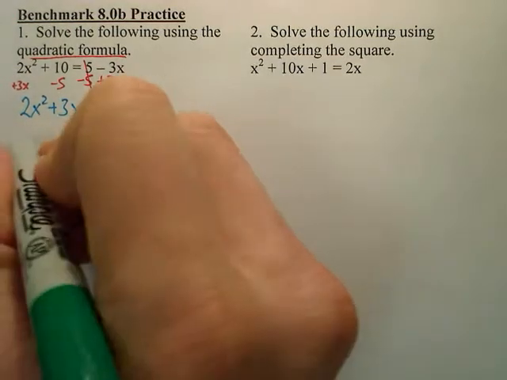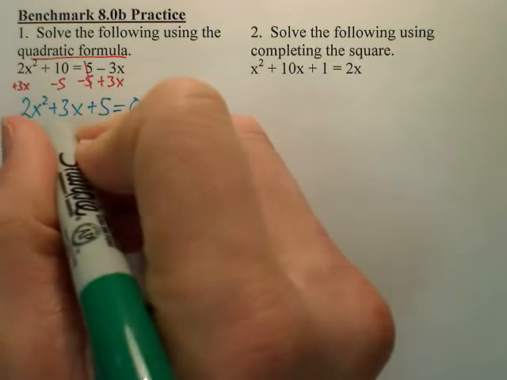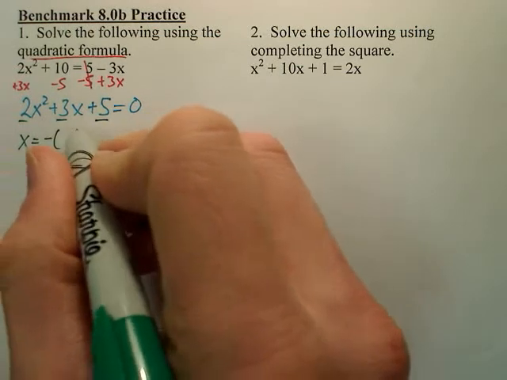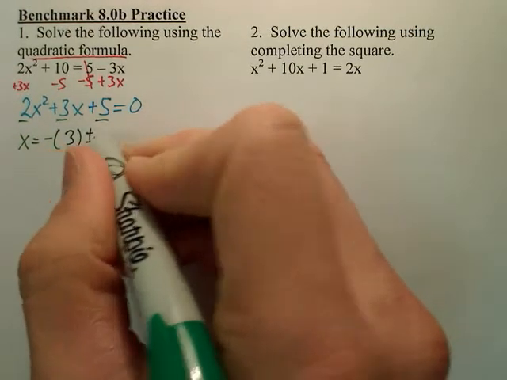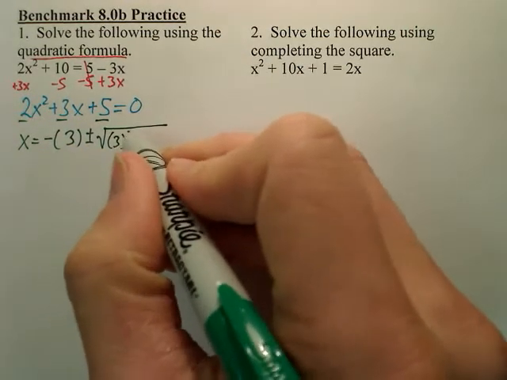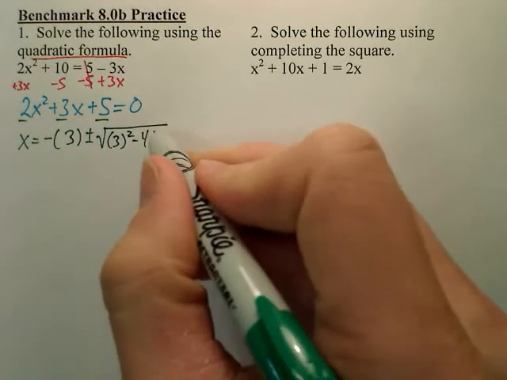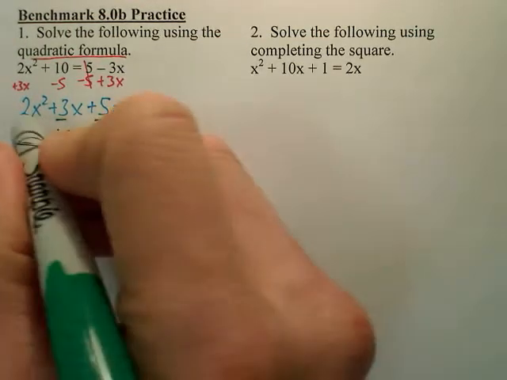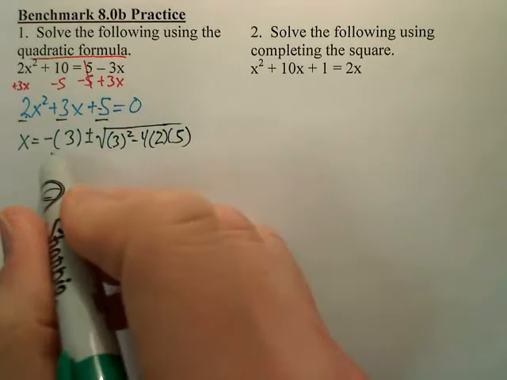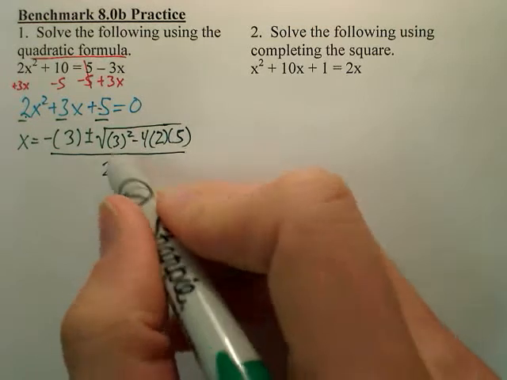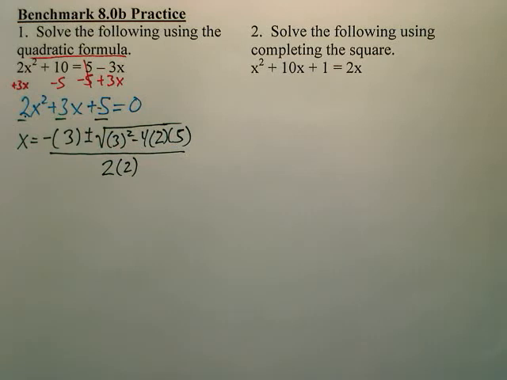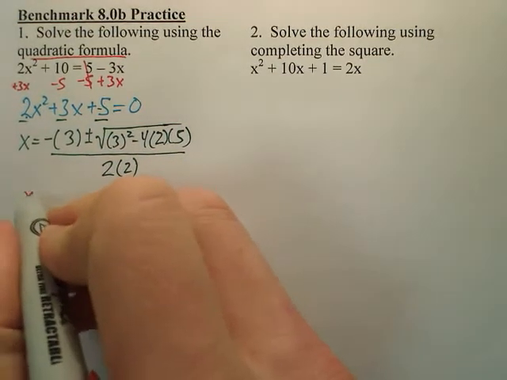Next, we have to use the quadratic formula. So let's plug all our values in. We have our a, our b, and our c. So the quadratic formula is x equals the opposite of b, so the opposite of 3, plus or minus the square root of b, which is 3, squared, minus 4ac, a is 2, c is 5, all over 2 times a, which is 2. Remember, a, b, c.